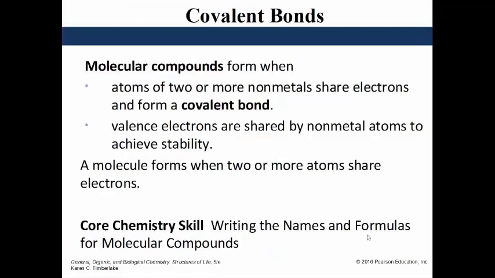Now, again, this is formed when 2 or more nonmetals share electrons equally to form a very strong type of bond, a covalent bond. And it's done so by sharing the electrons in the outermost shell, the valence electrons. There has to be at least 2 to form a compound. There's no limit on how many can be in a compound, but you must have at least 2 to form any type of compound.